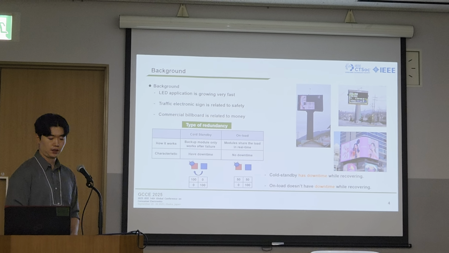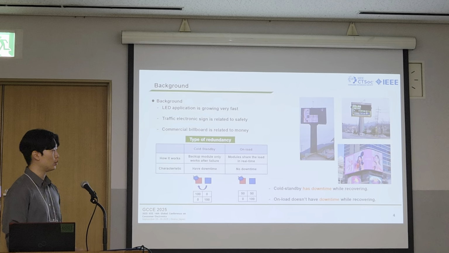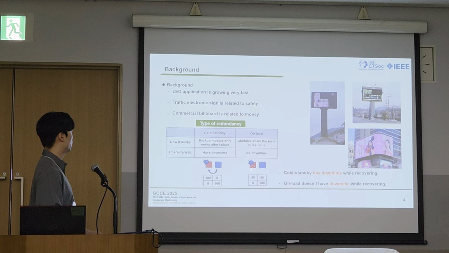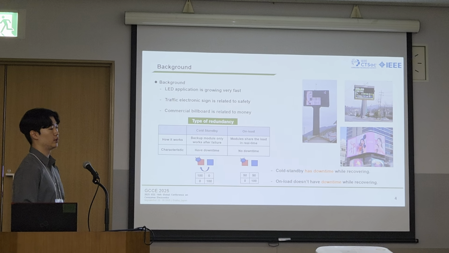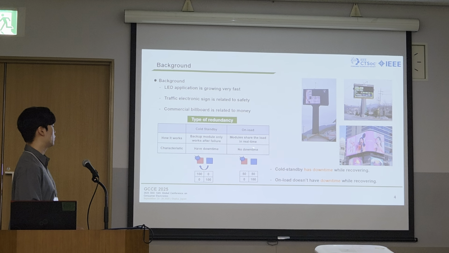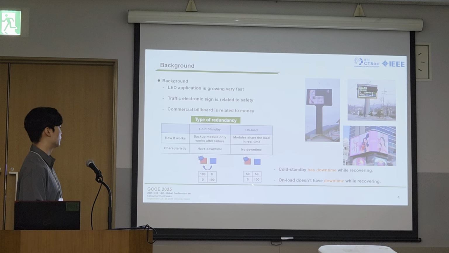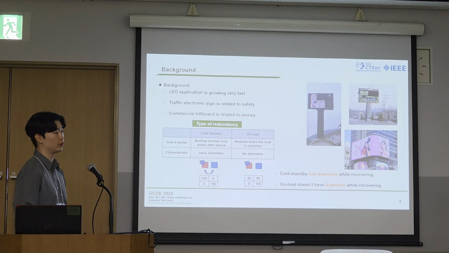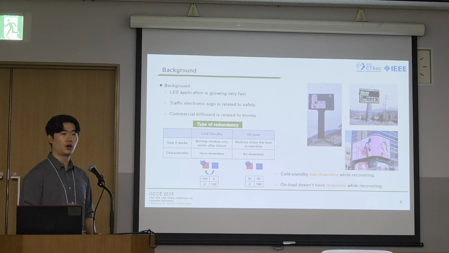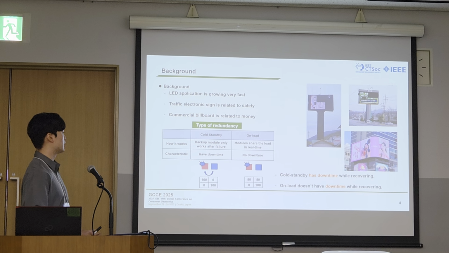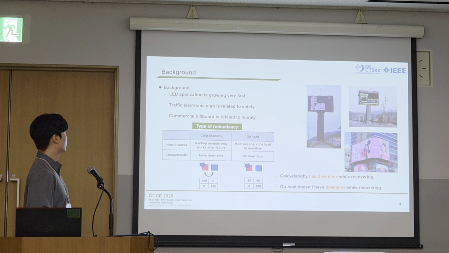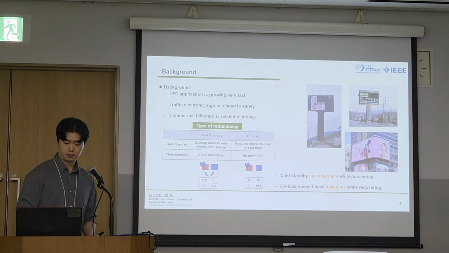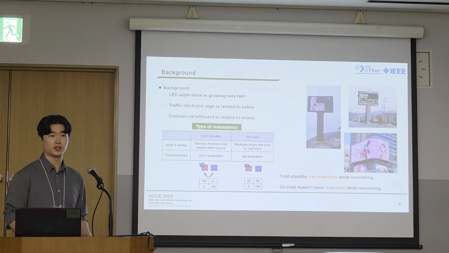In contrast, on-load redundancy is where modules share the load in real time. So when one module fails, another module keeps working immediately and shares the load. So it doesn't have downtime while recovering. This is why an on-load redundancy system is important for traffic signs and billboards, where continuous operation is important.